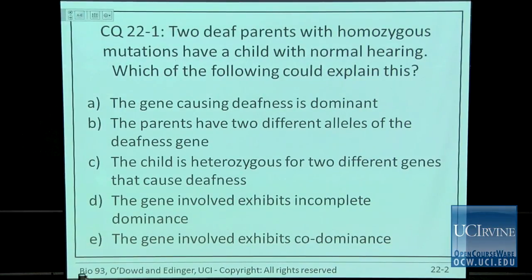E, the gene involved exhibits codominance. That doesn't really make sense. It's only talking about being deaf. It's not a good answer. So we've got to choose between B, C, and D.